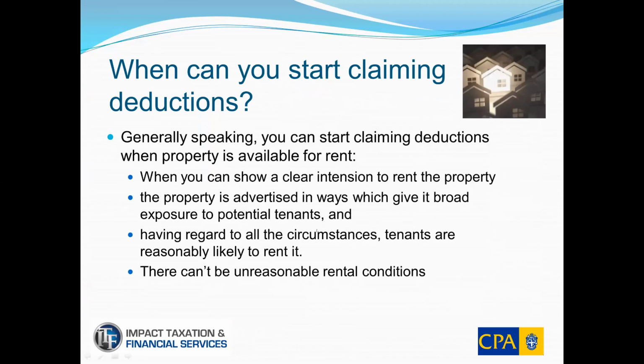Okay. So when can you start claiming deductions? Sometimes people get this wrong and they actually miss possible deductions. Most people think that only after they started generating rental income can they claim a rental deduction. It's not the case. Basically, when a property is available for rent, you can claim a deduction.